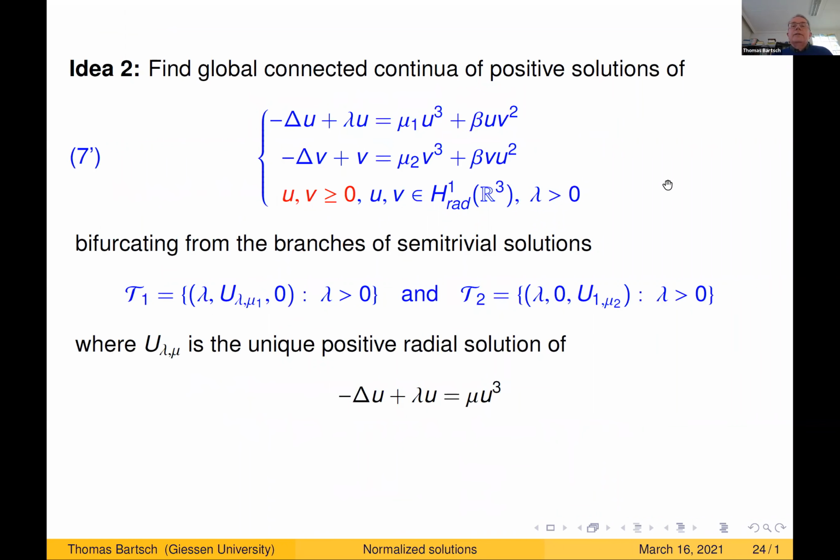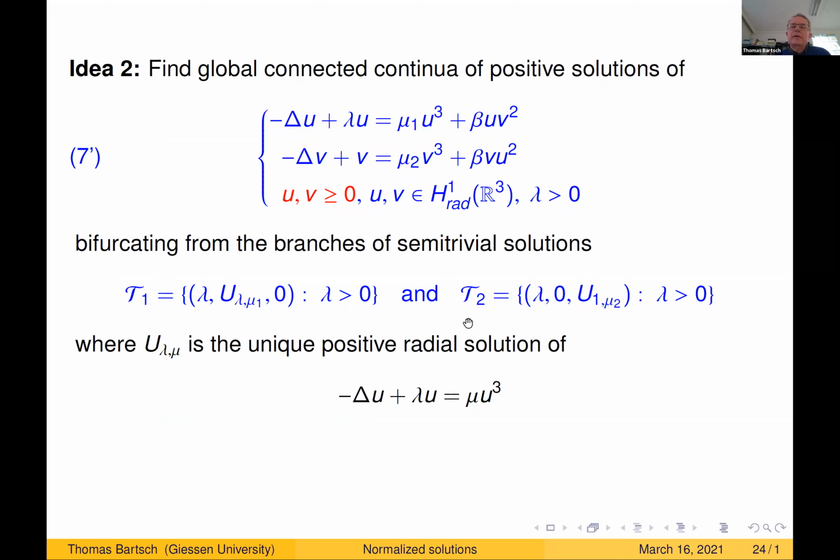And as I said, now we try to apply bifurcation results. So we allow for the moment that u or v are also equal to 0, because then we have trivial, or what is sometimes called semi-trivial, solutions. This is the case if one of the components is equal to 0. So for instance, if v is equal to 0, then this part drops, and you just have this equation and you know everything about it. So you have a positive solution, which we call u lambda mu1, the positive radial solution.